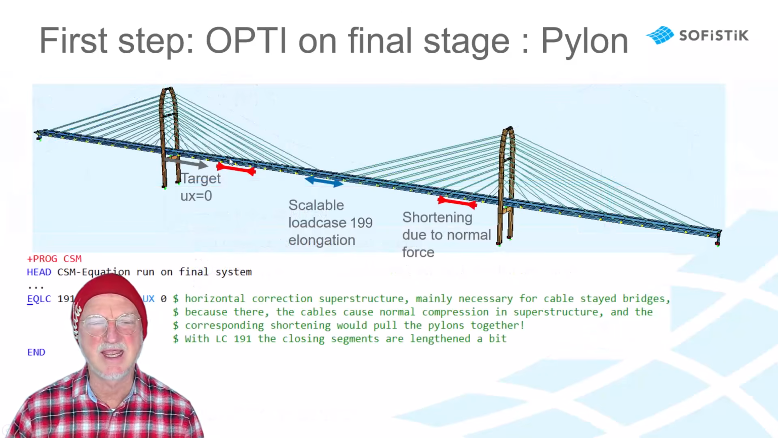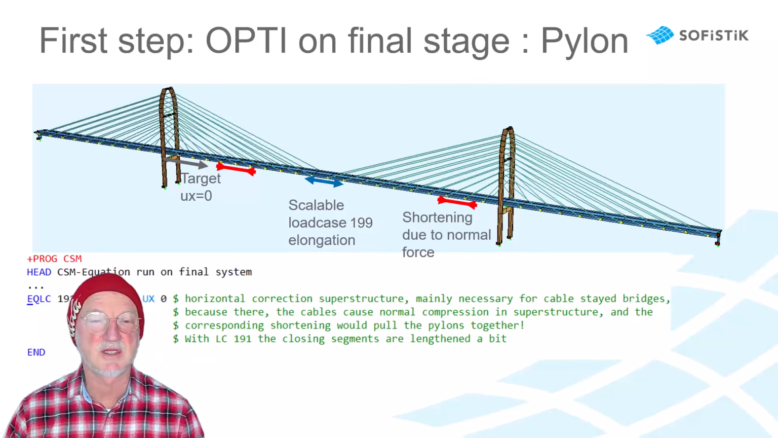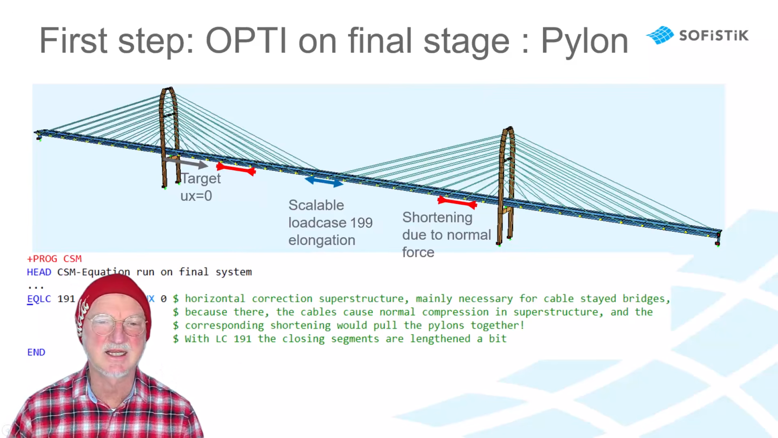If you have a cable stayed bridge, you will also get the following problem. In the optimization on the final stage, you get a normal force in your superstructure. This normal force leads to a shortening of the superstructure, and therefore the two pylons are bending together. So you can also insert a scalable load case, here 199, with an elongation of the closing gap part. And with this scalable load case, you can adjust maybe the deformation UX on the top of the pylon.